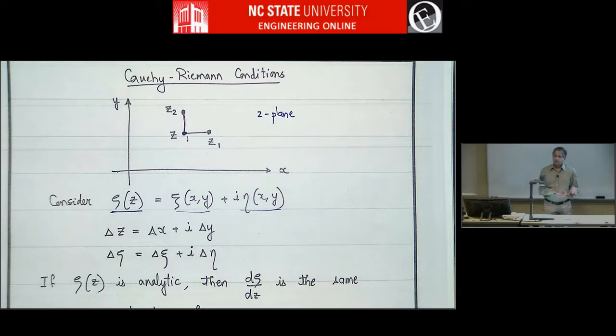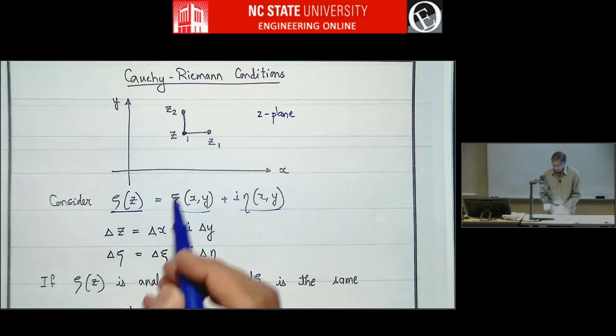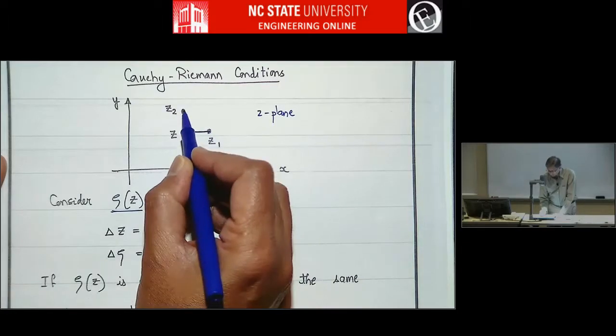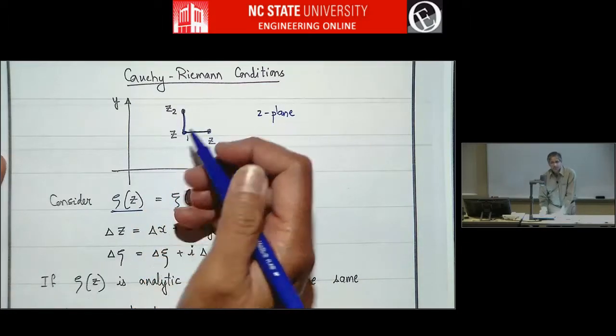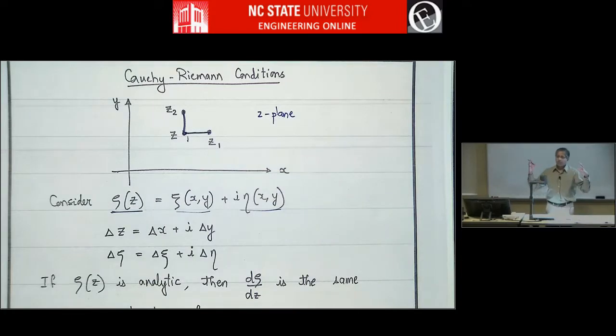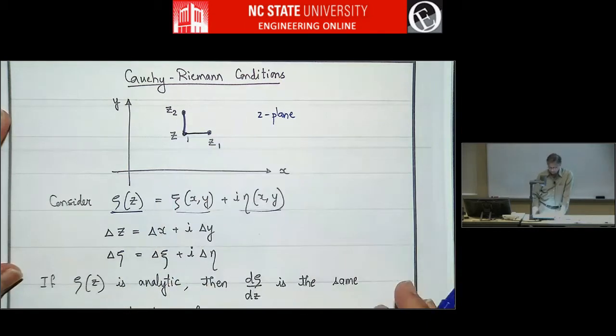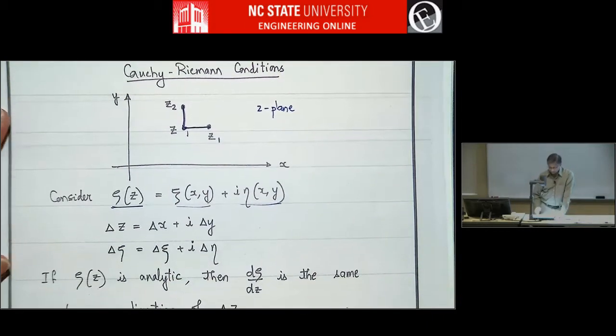So we saw that the condition for the function being analytic is that the derivative should be the same whether you approach from here to here or from here to here. The neighboring point can be anywhere. The answer should be the same. So let's take this as a neighboring point and then this as another neighboring point and see what happens.